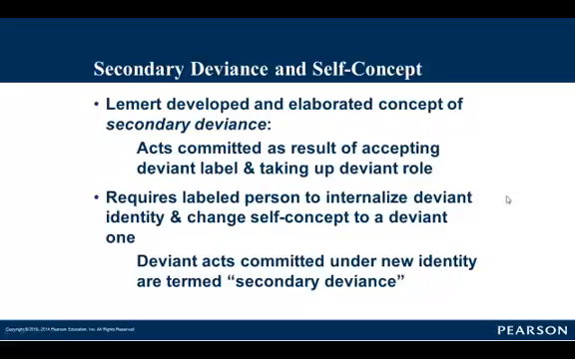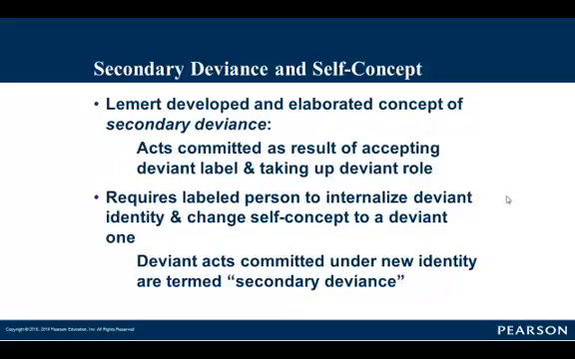So here's the definition of secondary deviance. Acts committed as a result of accepting the deviant label and taking up the deviant role. So you have to believe that's what you are. You are a criminal. You are a delinquent. You are a deviant. And then you take up that role. That becomes your identity. Notice also part of that is you have to internalize that deviant identity and change your self-concept.